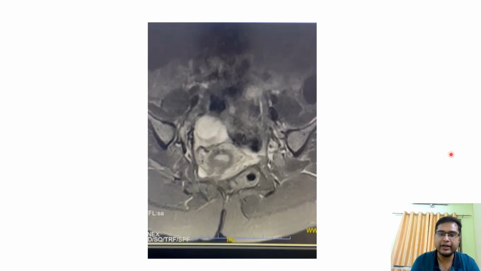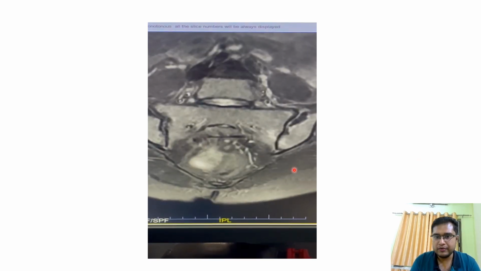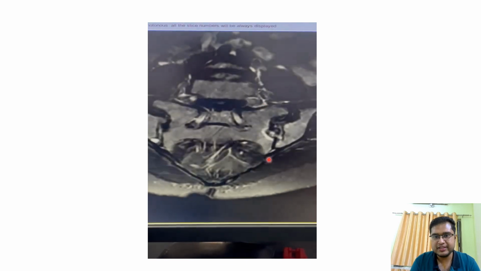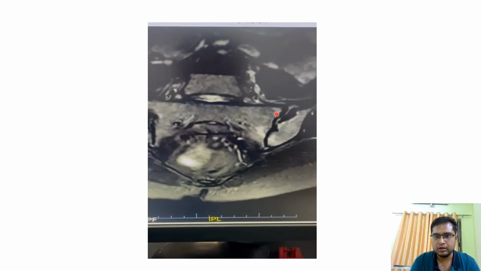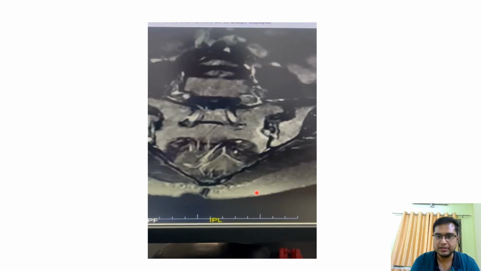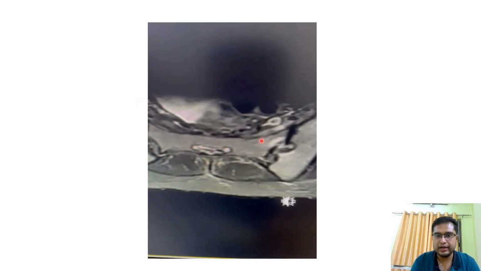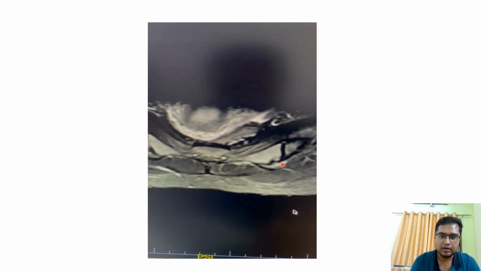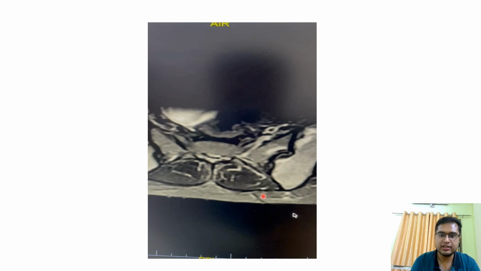So I asked him to get the entire thing done, all the sequences, including the STIR and T2 sequences of the sacroiliac joint. We can see that in the left side sacroiliac joint, both on the sacral as well as the iliac side, there is hyperintense signal on STIR as well as on T2 weighted images. So this is the intraosseous ganglion cyst on this side. On the right side it is completely normal, there is no such signal change, but on the left side there is hyperintense signal on both sides of the joint, which is suggestive of a unilateral sacroiliitis.